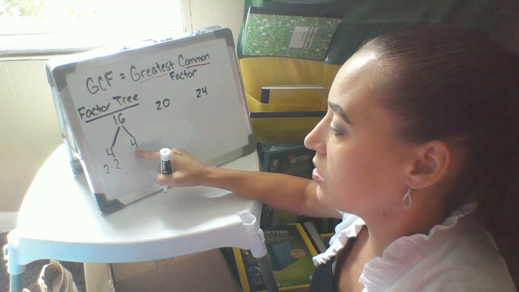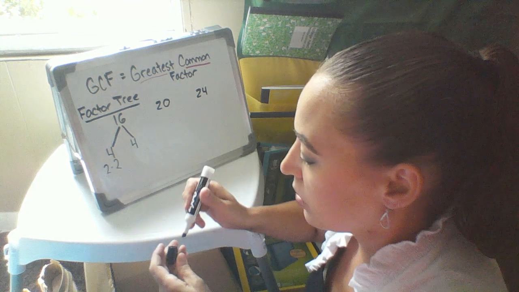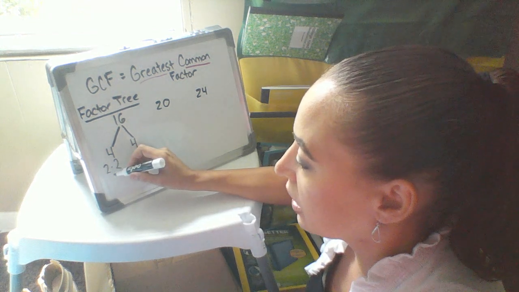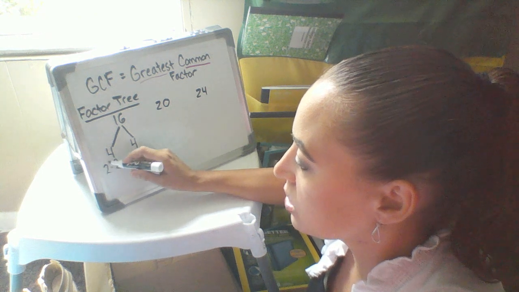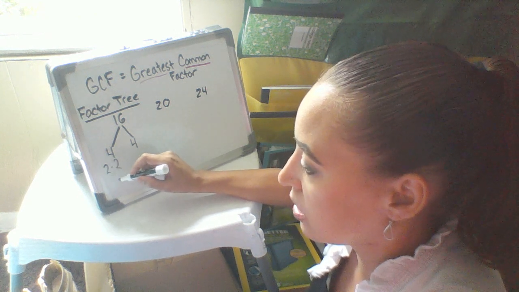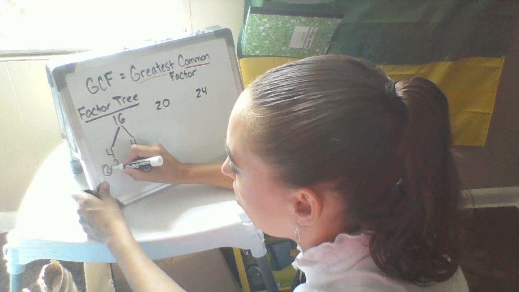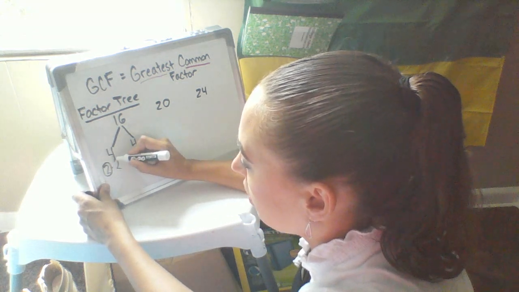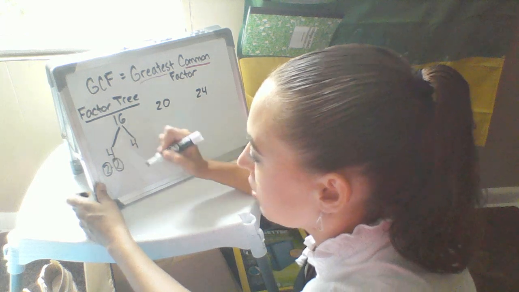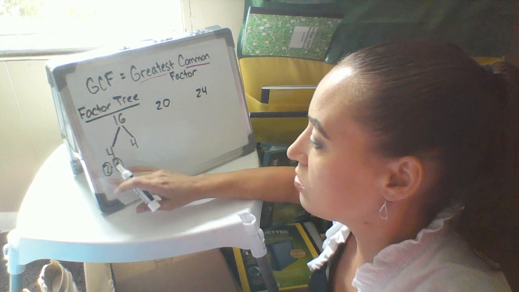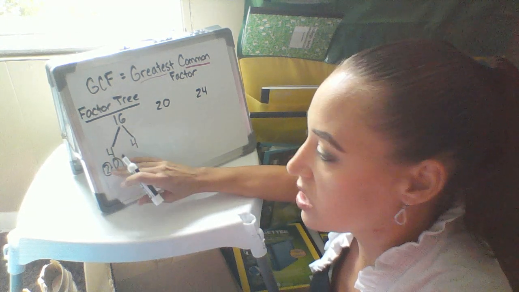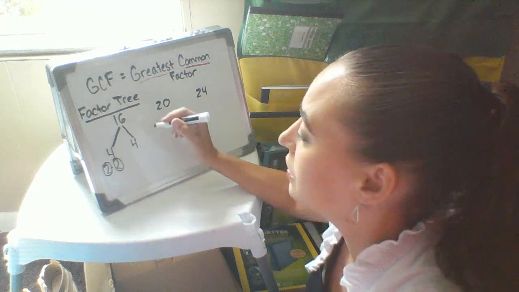I have to do the same thing on this side. But remember, what did I tell you? When we're done, we circle our prime numbers because we're done with it. So I'm going to circle my prime number to let me know I'm all done with this. And I'm all done with this prime number. Just so you know, there's nothing more you can break down. This side is completely done.